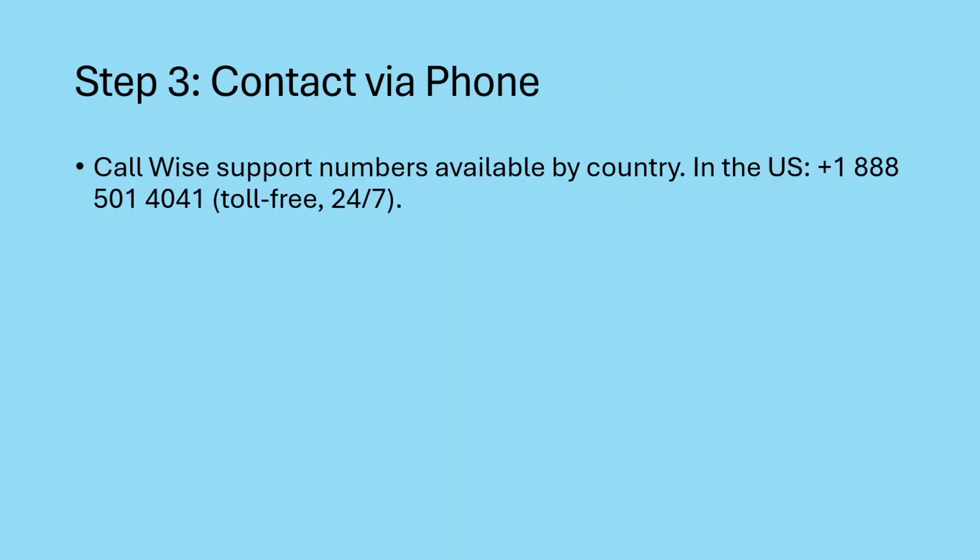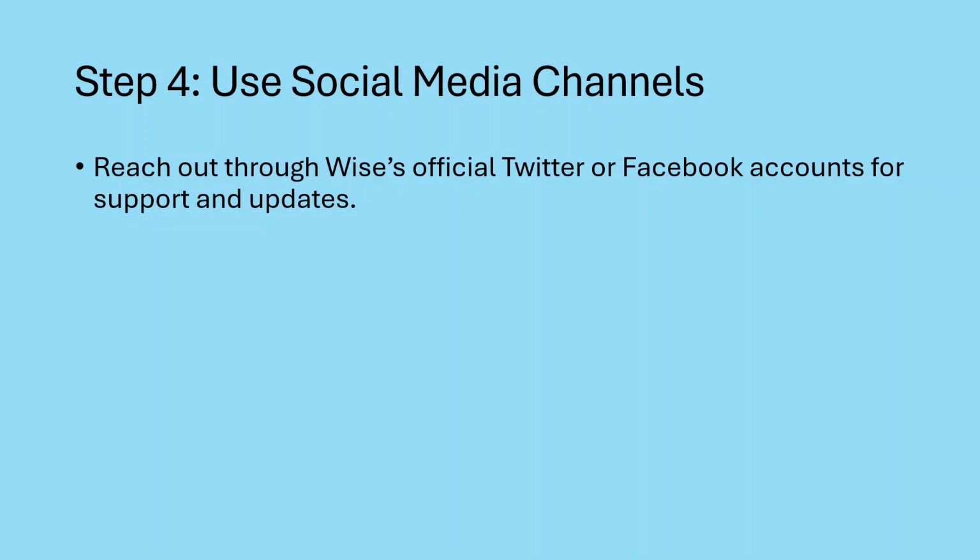Step 3. You can also contact via phone. Call Wise support numbers available by country. In the US, this number is 1-888-501-4041.